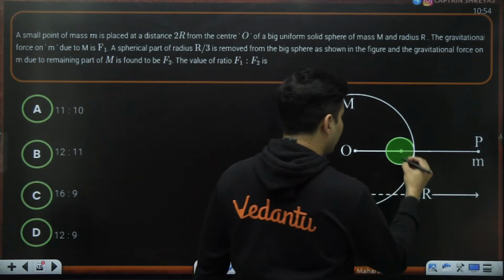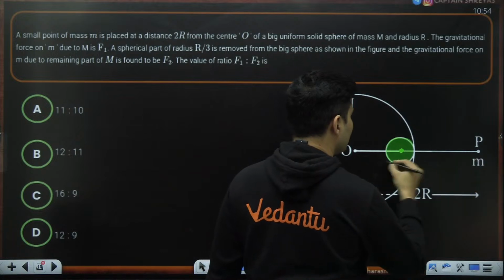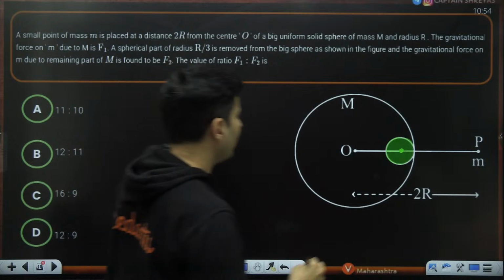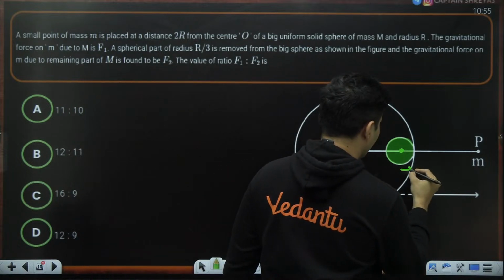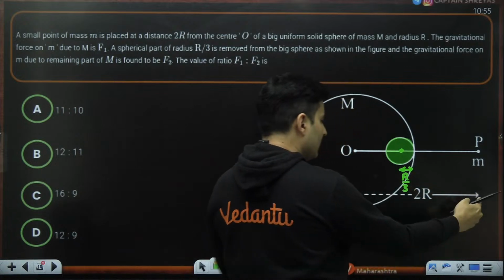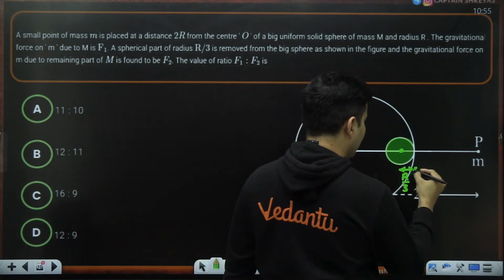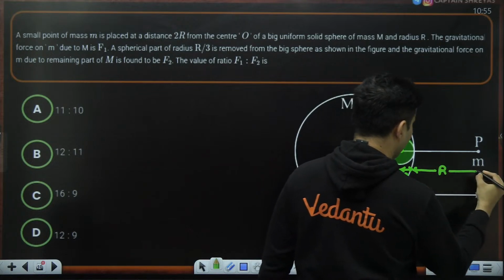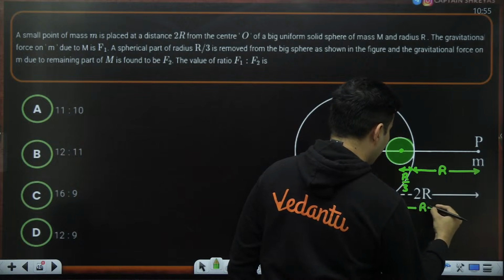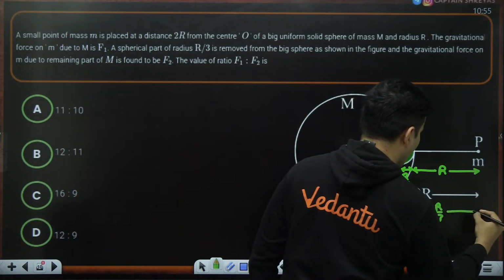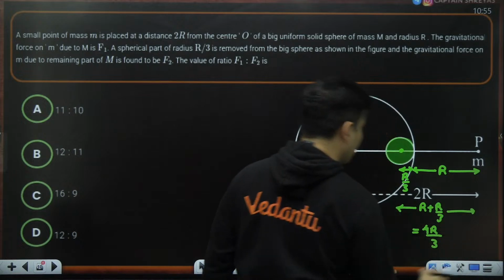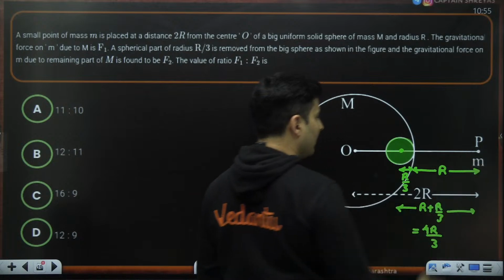Okay, to do that, first of all, how much is the distance of separation? Well, the radius is given to be R by 3. So this much is R by 3. This was 2R, this was R, and therefore this much was definitely R. So from the center to here will be R plus R by 3, which is nothing but 4R by 3. That is the distance between this point and the point P.